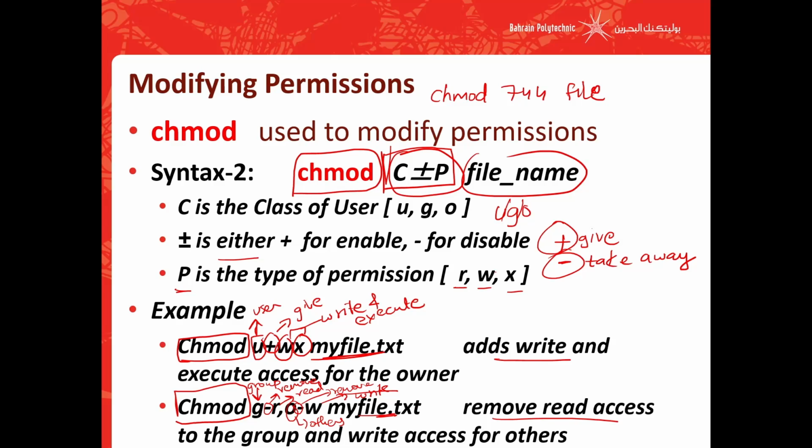Okay, so basically the first letter will either be U, G, or O, followed by plus or minus for give or take, and then your permission, whether that's read, write, or execute. And then if you want to write it for different groups, you can put a comma. So you can write for U here whatever their permission is, for G here whatever their permission is, and then for others here whatever their permission is. This is important. The amount of time I'm spending on this, I know it's a lot, but this is important. These are the kind of questions that will show up in the exam.